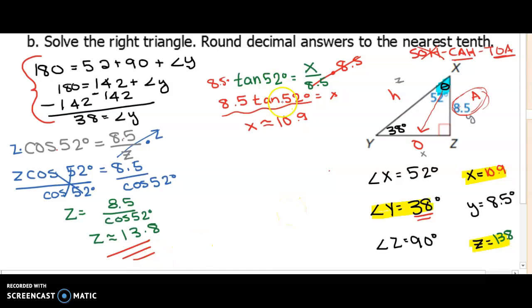Okay, same thing to find my x. I'm going to use tangent, and like I said, you could have done tangent first to find x and then cosine to find z. Tangent 52 equals, tangent is opposite over adjacent. Opposite is x. Adjacent is 8.5. So when I multiply by the denominator, I get 8.5 times tangent 52, and that's going to equal x. So x is roughly 10.9.